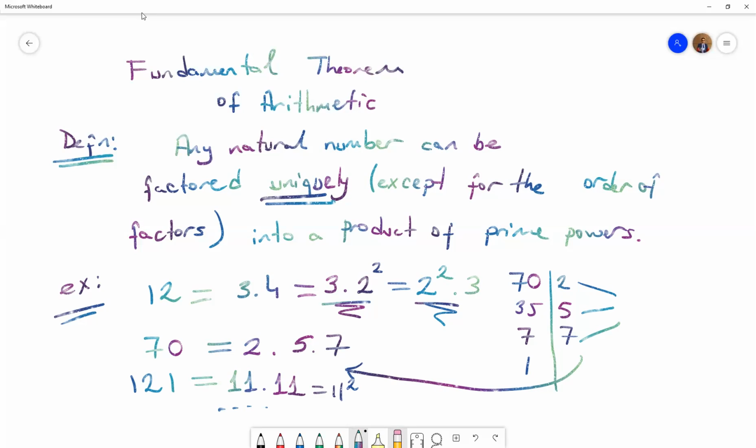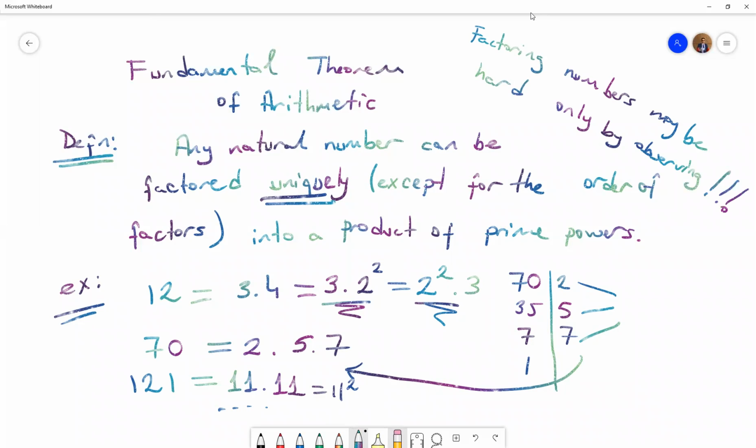Yeah, this is easy, I think. Factoring numbers is not so hard. If it is a big one, maybe it's hard, but factoring numbers may be hard only by observing. This is important. So we have to use this one for this one.